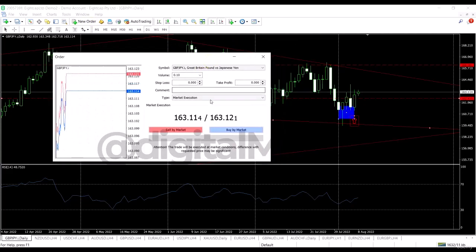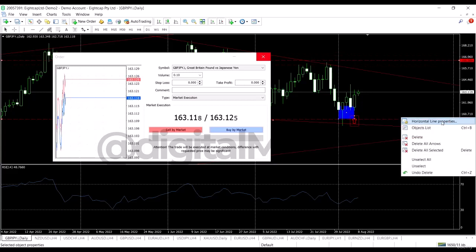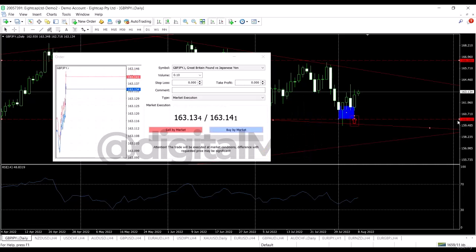Let's assume I want to buy or sell. So let's assume I want to buy. I'll have to have my stop loss below and have my take profit above. So I will just have to copy the price level of my stop loss level. Remember, this is my stop loss level, and then place it here and then paste it here.